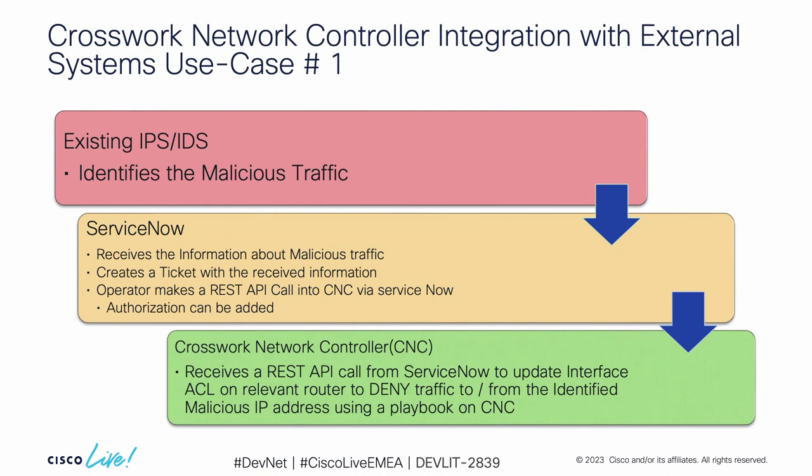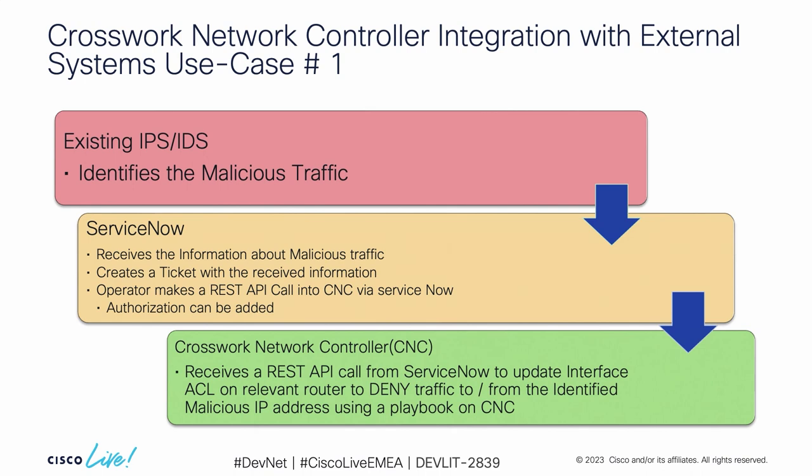Now, the malicious traffic can be from a single IP or from a range of IPs. Depending upon it, the ticket is created, and the operator would look at the ticket, grab the information, just the IP address or the range of IPs, and then use it in the same form and push it from ServiceNow itself, not by changing any screens, on the same single interface.